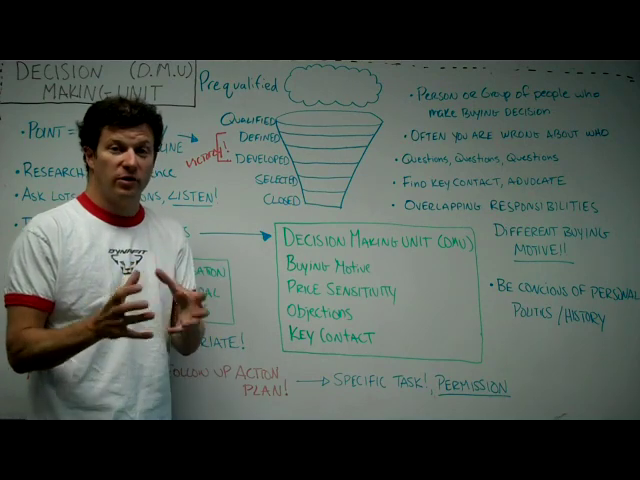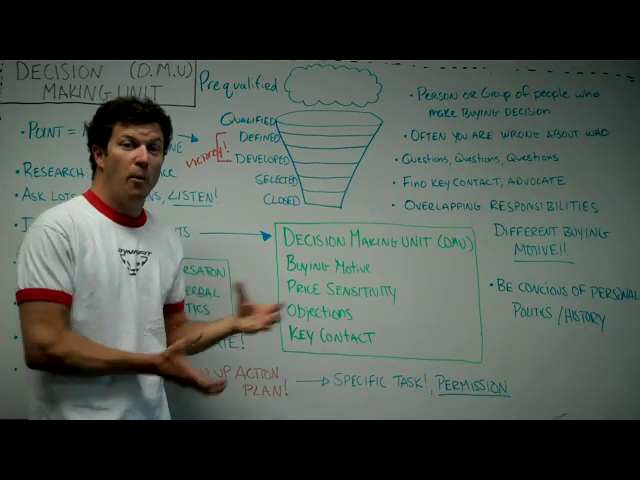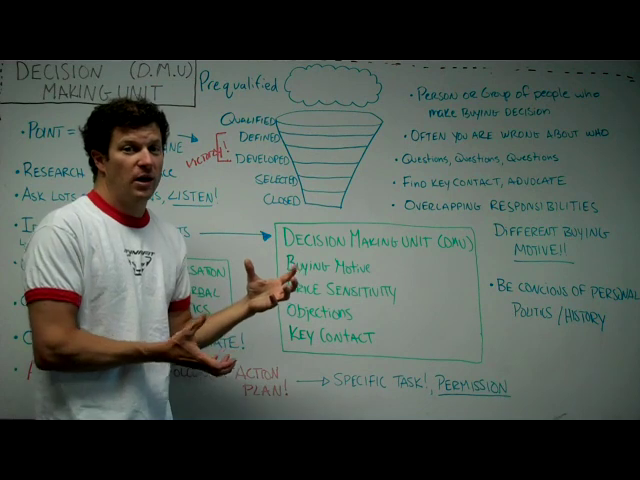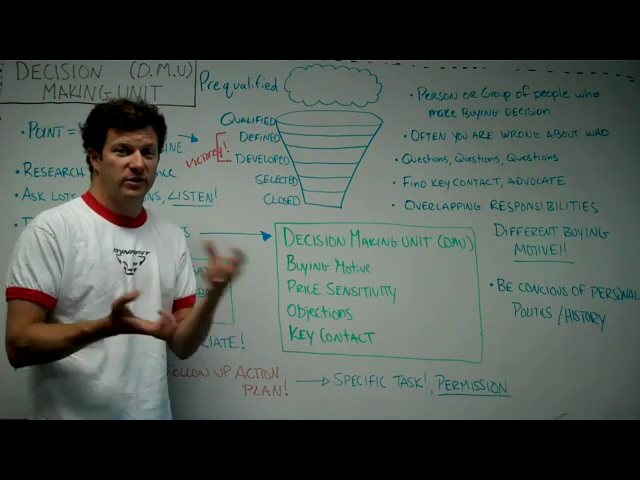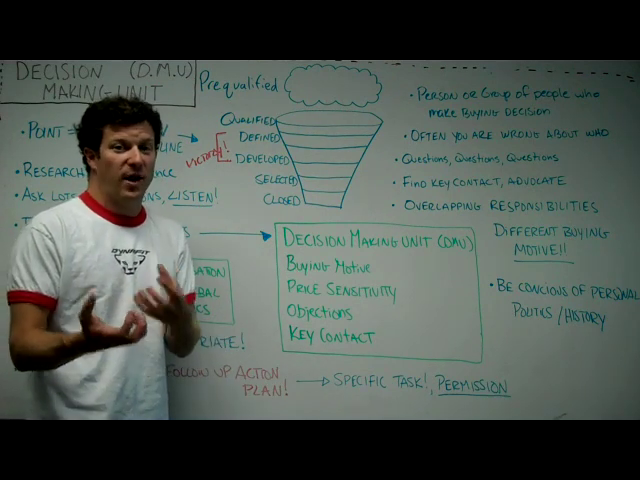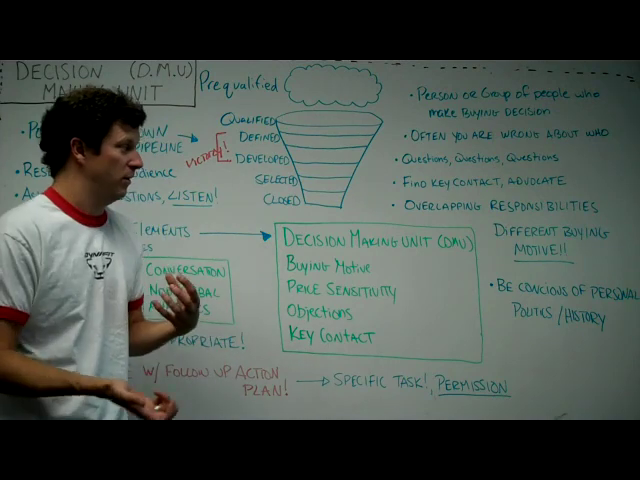So when you do learn information about who the DMU is, go back and ask your key contact if that's true. Often someone in the company or organization will tell you something that you think is correct, and when you ask your key contact, they'll disagree with you.